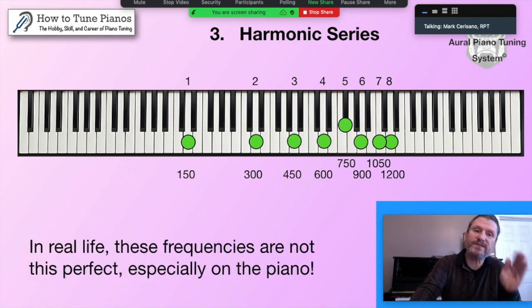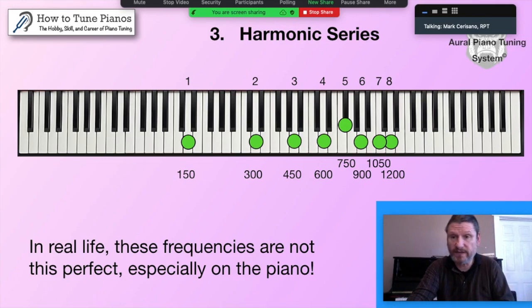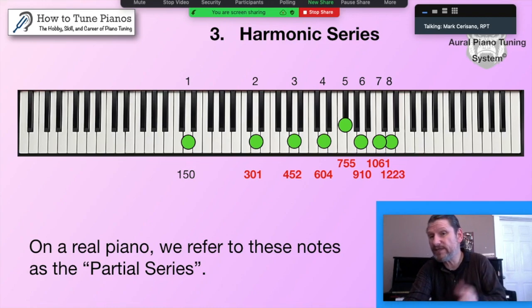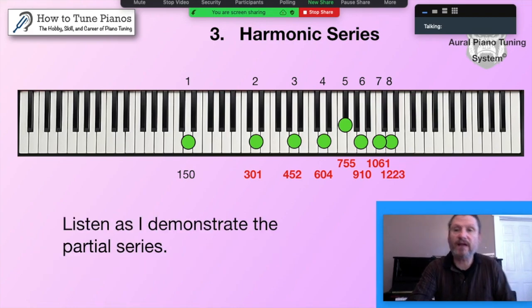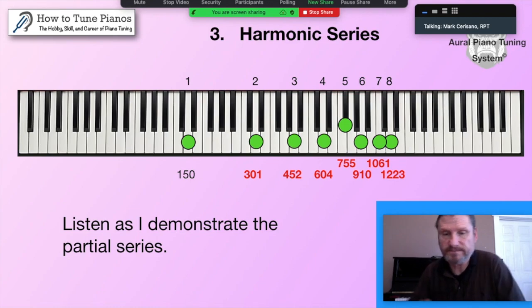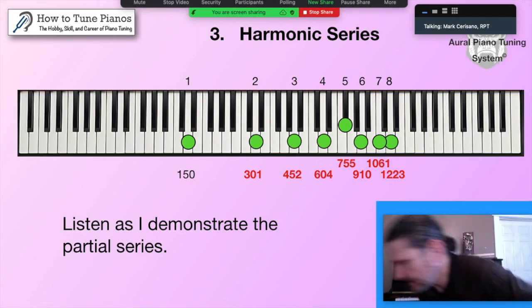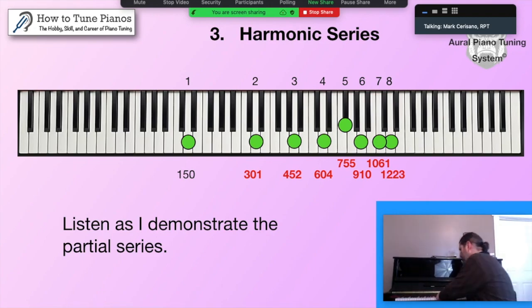You get all of these numbers, which are just multiples of 150. But in real life, these frequencies are not this perfect, especially on the piano. They're a little off. So for that reason, we can't call these harmonics. We call them notes in the partial series. Okay, that's a difference between harmonic series and partial series. Now let me demonstrate the partial series. If you play the D, but don't let it play down, now you can staccato all of the notes in that series.